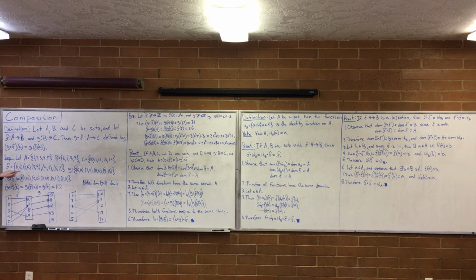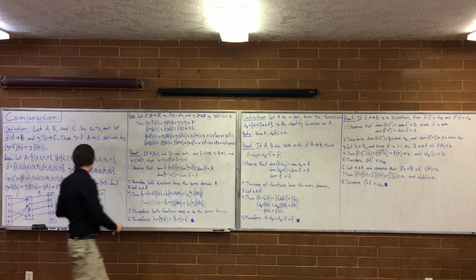F of 2 is 6. So g of 6. Wait, what's g of 6? 10. That makes sense? Yeah.